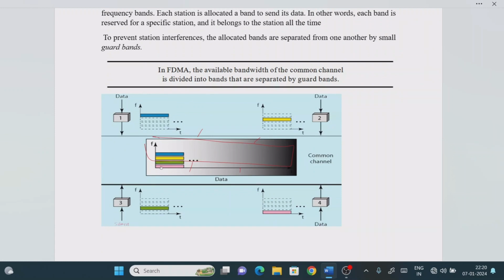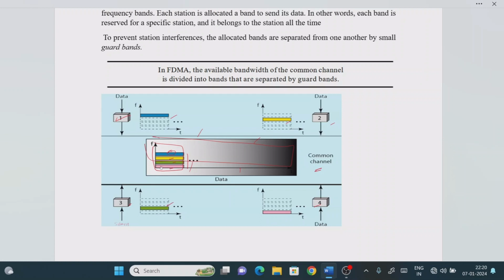Suppose this is the frequency band that we are going to divide. Here the different colors represent this one particular frequency band of the common channel, which is divided into multiple sub bands, and each sub band will be assigned to a particular station. In this diagram we have 4 stations, so we are going to divide it into 4 sub bands. Each sub band will be assigned to a particular user.